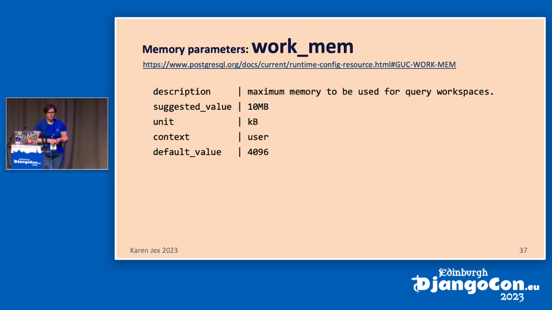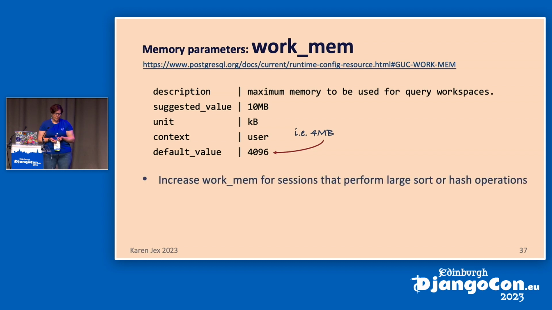Work mem. So work mem is the maximum amount of memory that can be used by a query operation, so not an entire query, but one part of a query potentially, before it spills to disk and writes a temporary file. The default for this is 4 megabytes. Larger values can be useful, especially if you've got queries that are performing large sort operations. So you could try something like 10 megabytes for that.